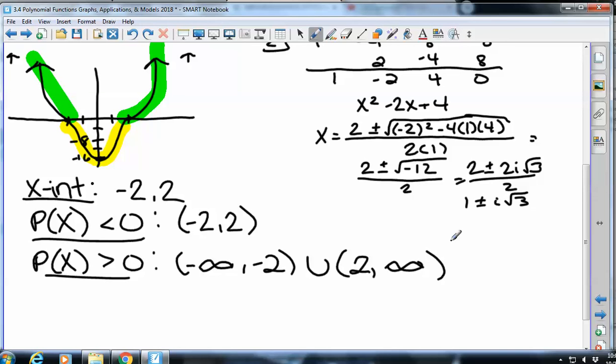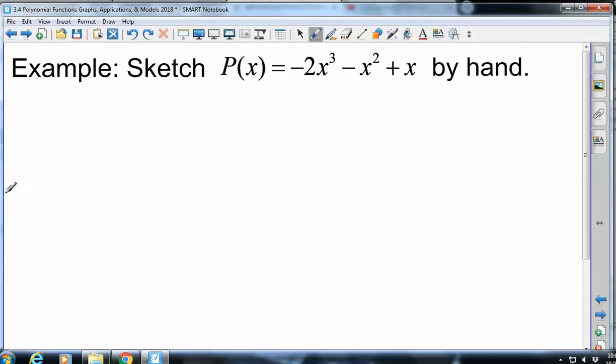Yes, Bryce? Do we have to use brackets with those? No, because at the positive and negative 2, it equals 0. If I put an equal to right here, then they would need brackets, but otherwise you would not. Other questions? We're going to do a few more of these.